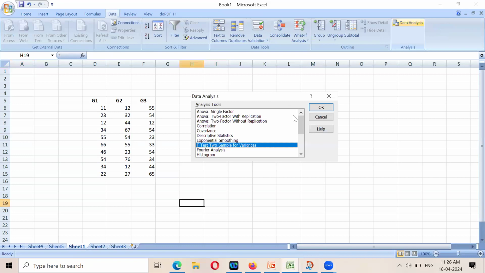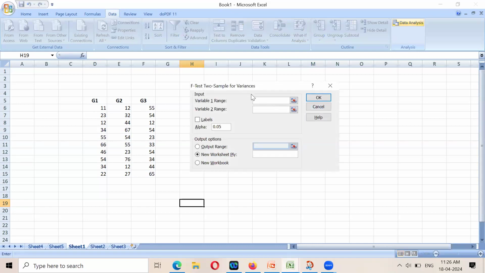In this box you can see ANOVA single factor, ANOVA two factor with replication, ANOVA two factor without replication. So what are these? These are slight variations of the ANOVA. I'm taking the ANOVA in two way. So the input range is given, the same input range we are giving.